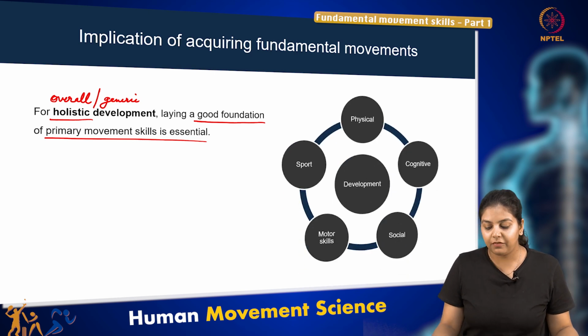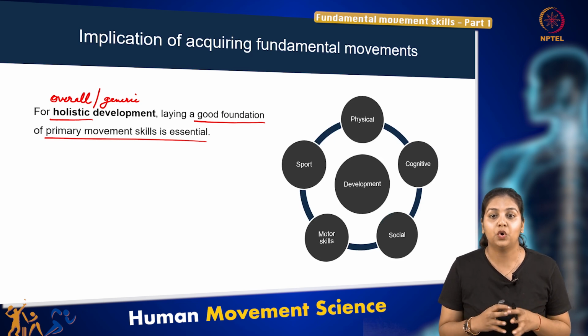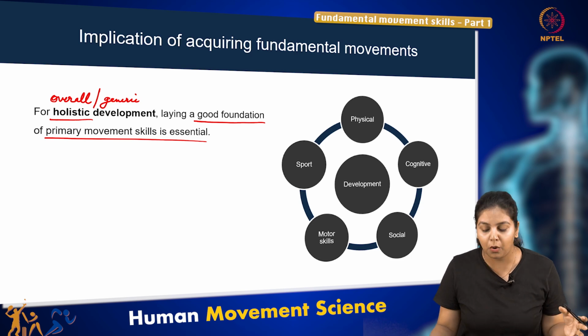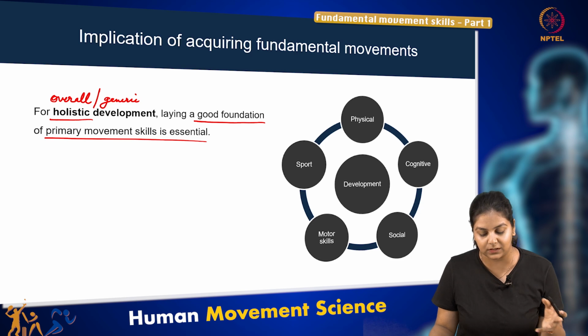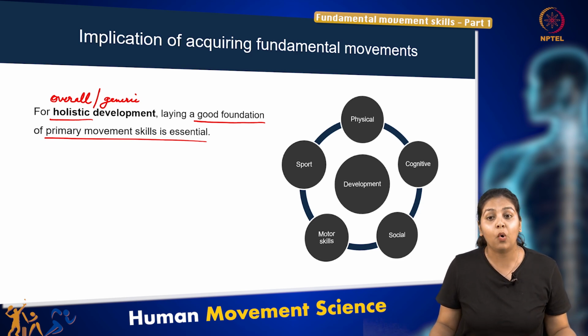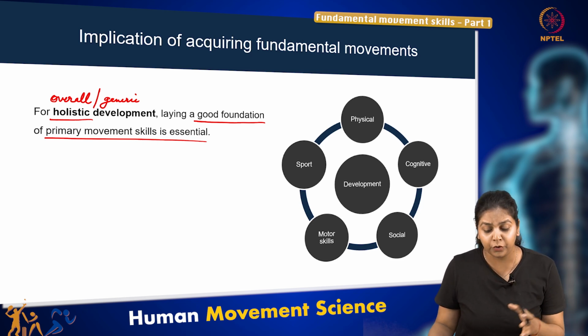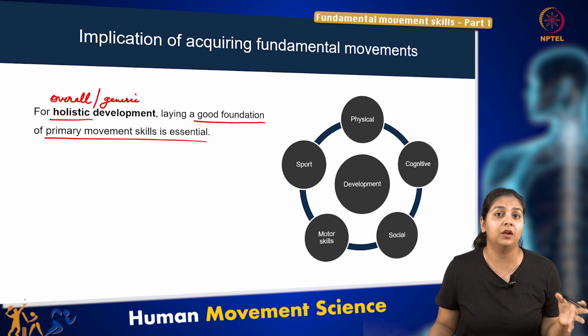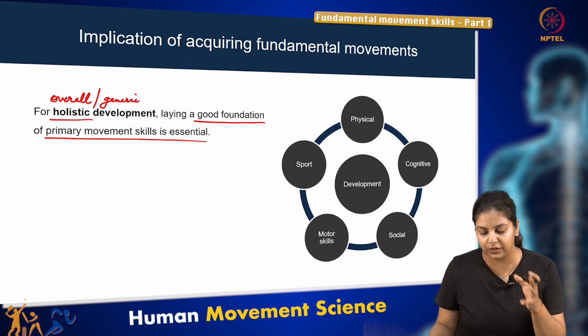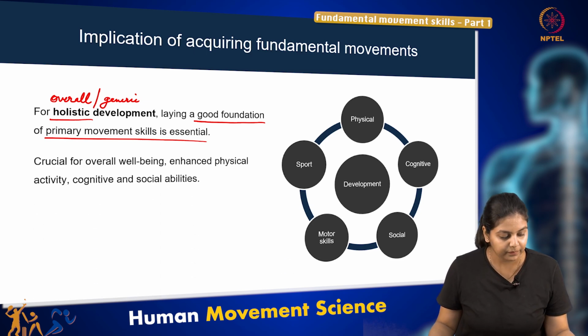So let's have a quick look at this diagram. So what does it say? It's for the development. So holistic development here encompasses your physical components, cognitive abilities, right, your sporting skills, your motor skills, as we've looked at earlier, and also social development, right? So how do fundamental skills or fundamental movements help you develop in these areas? We look in the next few slides.